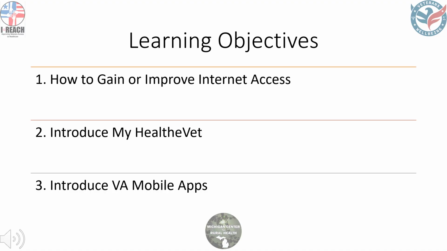In this presentation about accessing internet resources, there are three main learning objectives. Hopefully by the time you have finished this presentation, you will first understand how you can gain or improve your internet access, if you don't have ideal internet access, or your internet access is slow, or you don't have any at all, so you can make the most of these resources. And then second and third, you'll have a basic introduction into two of those resources, My HealtheVet and VA mobile apps.